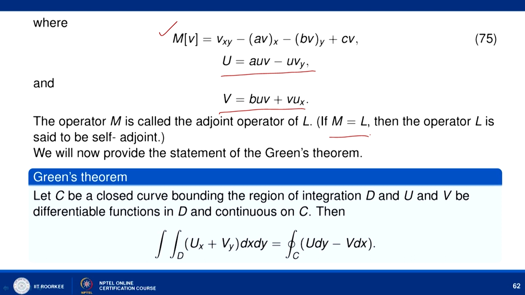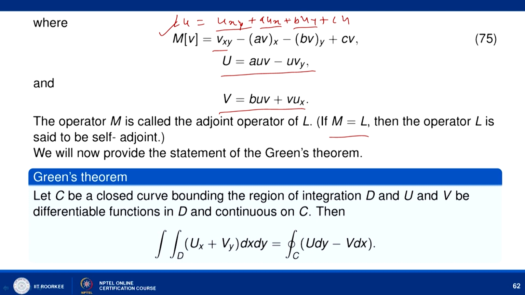So, here if you look at what is the difference between L and M, in L you have written u_xy plus a u_x plus b u_y plus c u. Here u_xy is now v_xy, and a u_x is now written minus of a v_x, and b u_y is minus of b v_y derivative, plus this term is unchanged. So, it means that there is a sign change in first order derivatives and no other change. This is only for second order. If it is higher order, then odd order terms, first, third and so on, will have this kind of change, and even order terms will not have any change. So, here we simply say that if M is equal to L, then the operator L is said to be self adjoint.